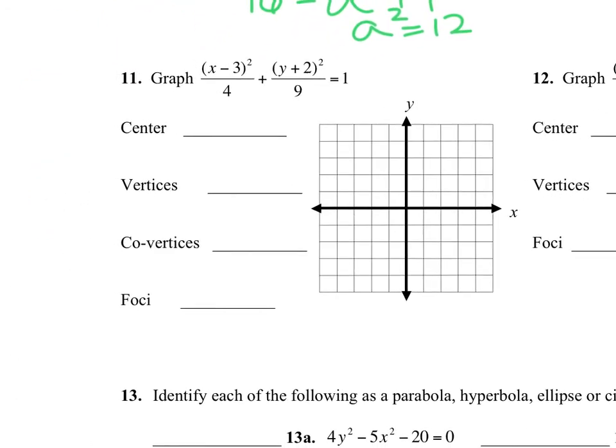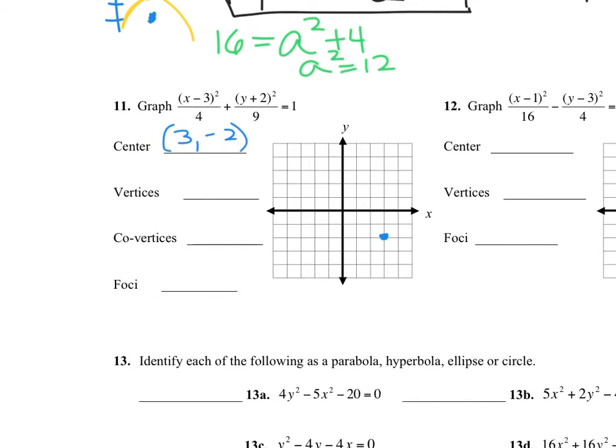All right, number 11. Okay, first find the center. It's a very important point. That's why you find it first. We have 3, negative 2. So 1, 2, 3, negative 2. Everything's going to come off of that. So this is an ellipse. It didn't tell you what it was, but you can tell because of the plus in the middle.